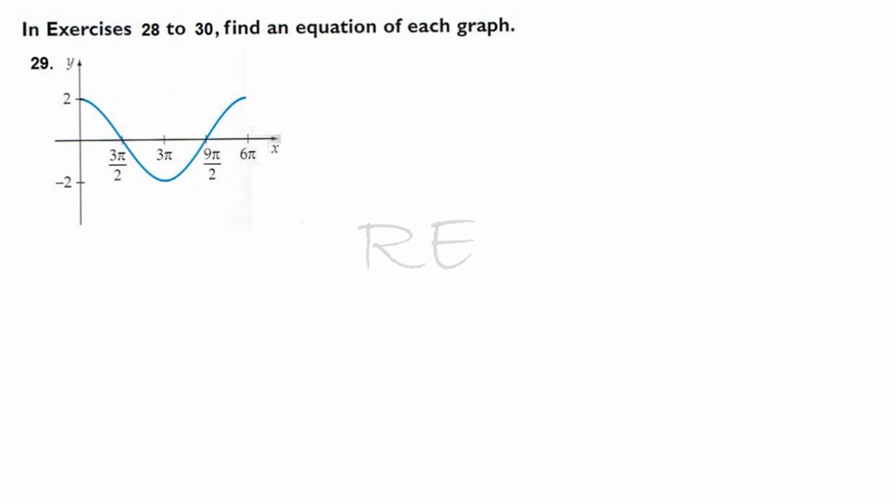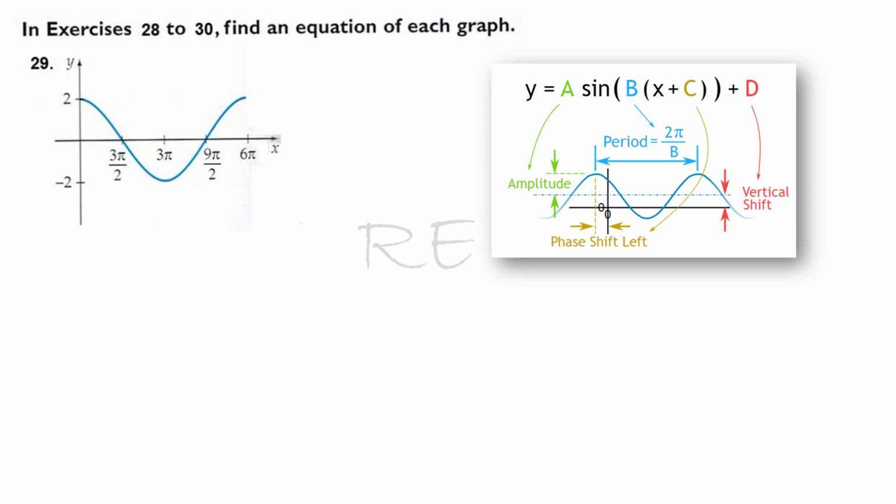For 29, we are going to look for the amplitude. Remember that the amplitude is half of the distance between the maximum and the minimum. So the amplitude, that distance is from 0 to 2. The amplitude is 2. We also need to recognize the curve. And this is a generic cosine curve.